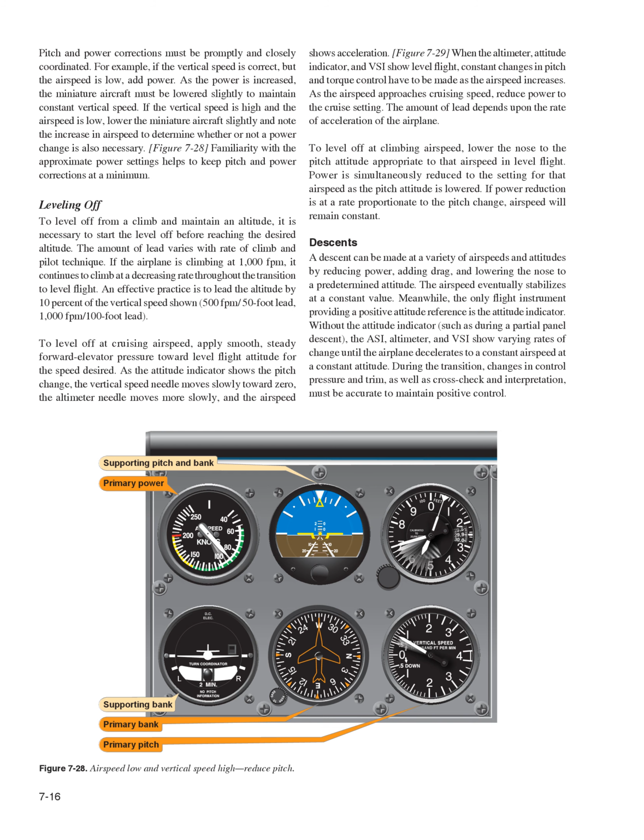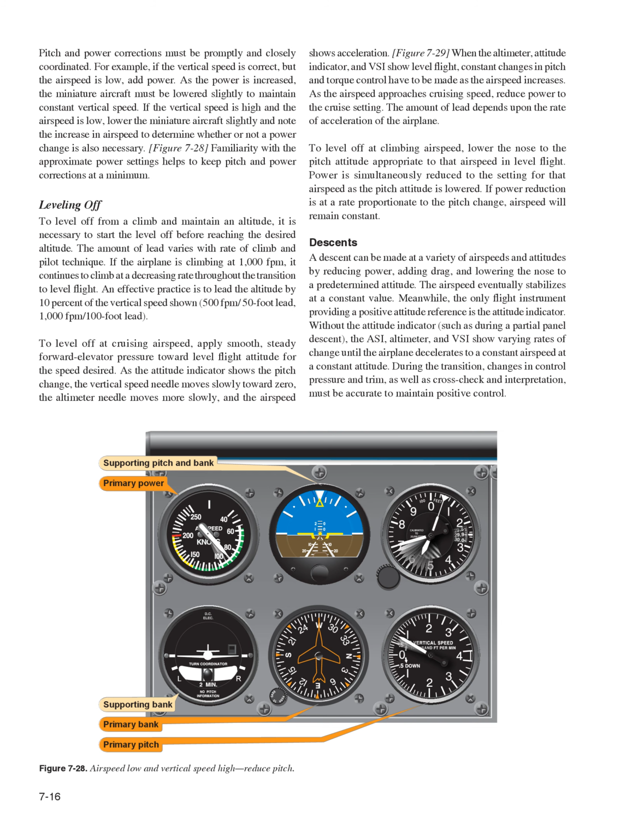Leveling off: to level off from a climb and maintain an altitude, it is necessary to start the level off before reaching the desired altitude. The amount of lead varies with rate of climb and pilot technique. If the airplane is climbing at 1000 fpm, it continues to climb at a decreasing rate throughout the transition to level flight. An effective practice is to lead the altitude by 10% of the vertical speed shown: 500 fpm, 50 foot lead; 1000 fpm, 100 foot lead.